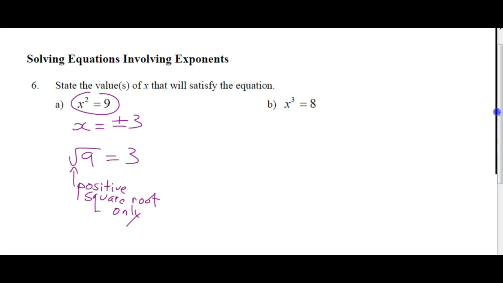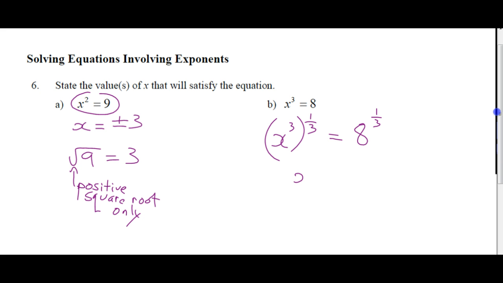x cubed equals 8. Okay, there's only one answer this time. x is equal to 2. Now, there's a fancy way to solve this. I've got x cubed, but I'm going to raise it to a power so that this times this is equal to 1, right? So what 3 times what gives you 1? 3 times 1/3. Now, if I raise the left side to the exponent 1/3, I have to do that to the right side. So I'm basically just raising both sides to the power of 1/3.